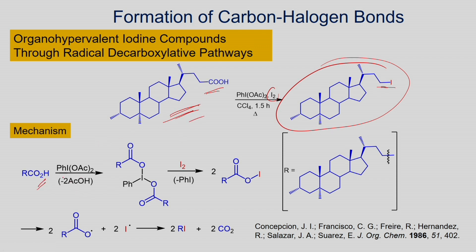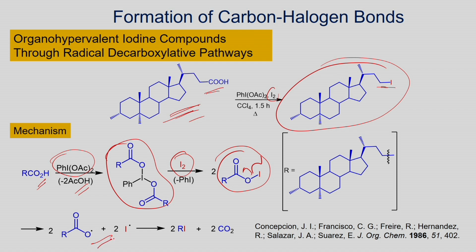When you have the carboxylic acid and you react with iodobenzene diacetate, you will lose 2 molecules of acetic acid, where you make this hypervalent iodine reagent. Once you form this one, this reagent can react with iodine as shown here, and you will be able to form this derivative. This derivative can undergo homolytic cleavage as shown. You form this radical, which can lose carbon dioxide, and you have the alkyl radical. This alkyl radical can react with the iodine radical. In this way you can make a carbon-iodine bond.